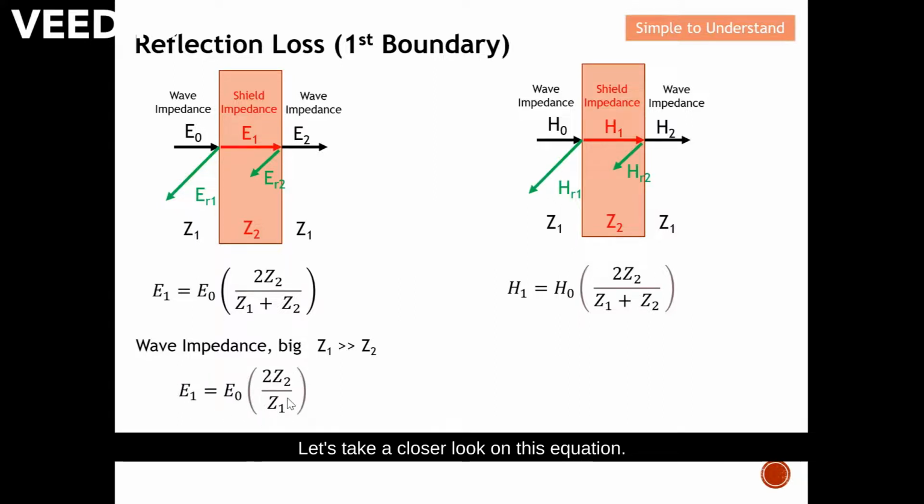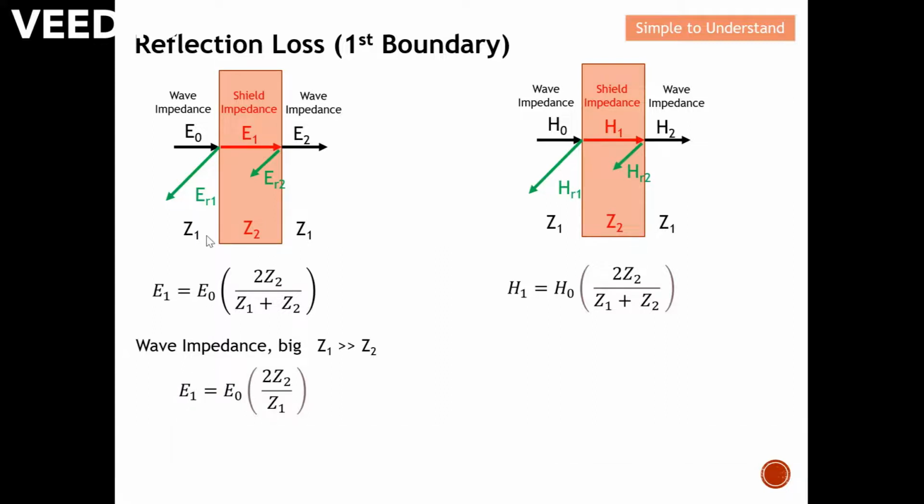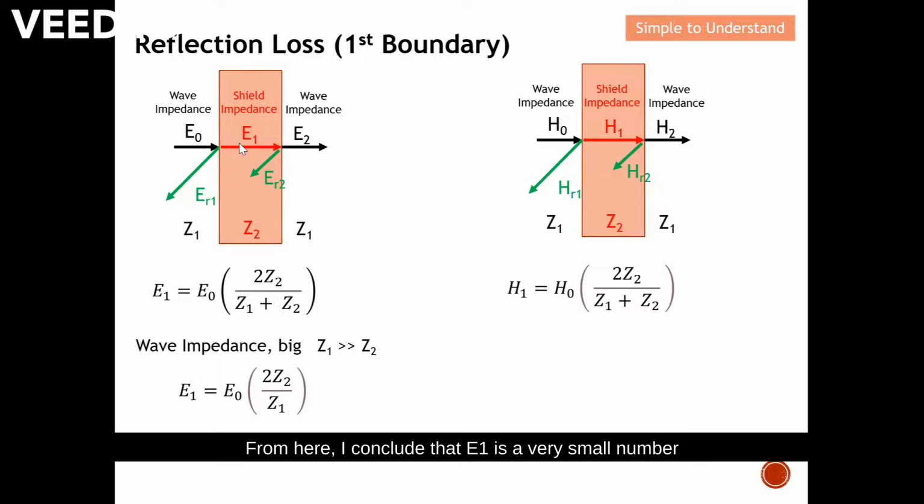Let's take a close look at this equation. I know that Z1 is a very big number, so this will be a very big number. Z2 will be a very small number. So from here, you can see that a small number divided by a very big number means this E1 is actually a very, very small number. From here, I conclude that E1 is a very small number, which means that most of them actually reflect back. So this is what I mentioned earlier on the first boundary. Most of the electric field will be reflected back.